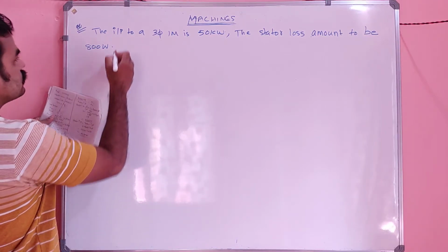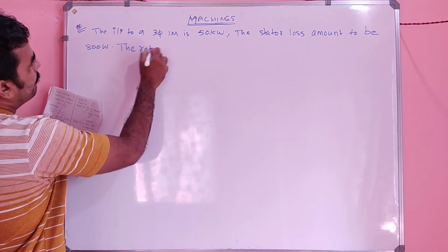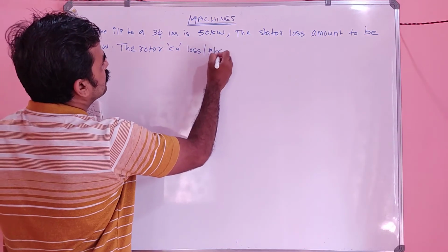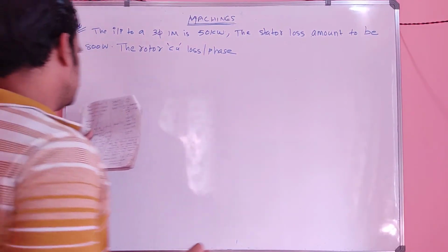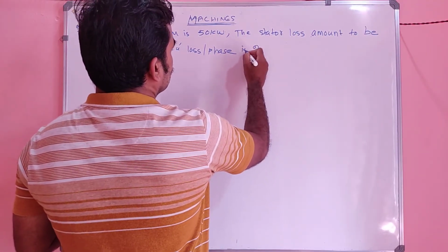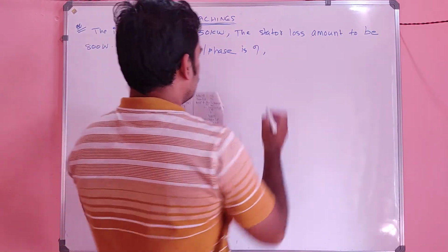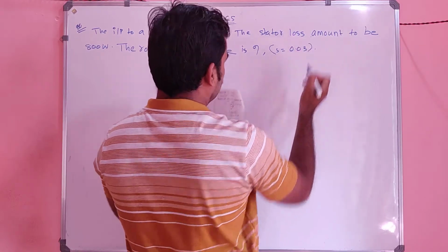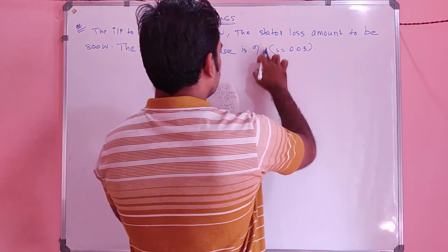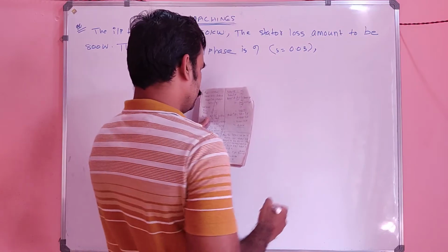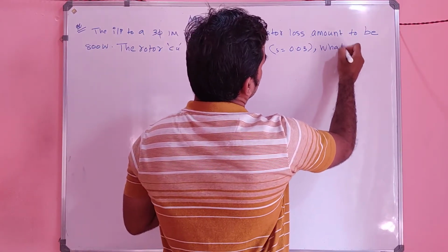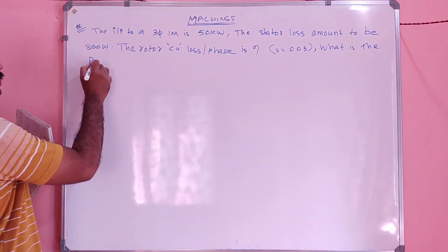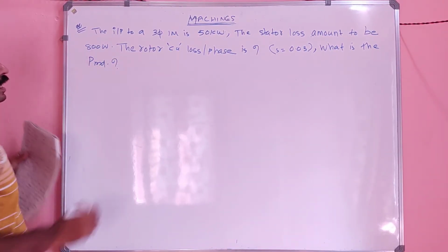The rotor copper loss per phase is, comma, S is equal to 0.03, and after that, comma, what is the PMD, or developed mechanical power?